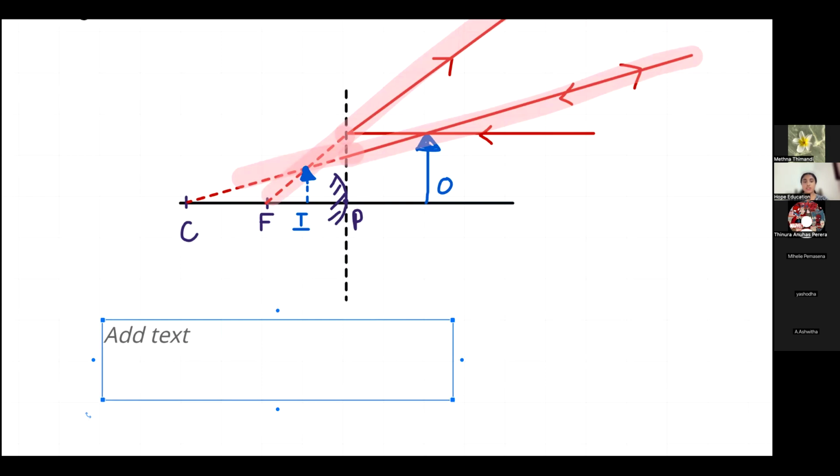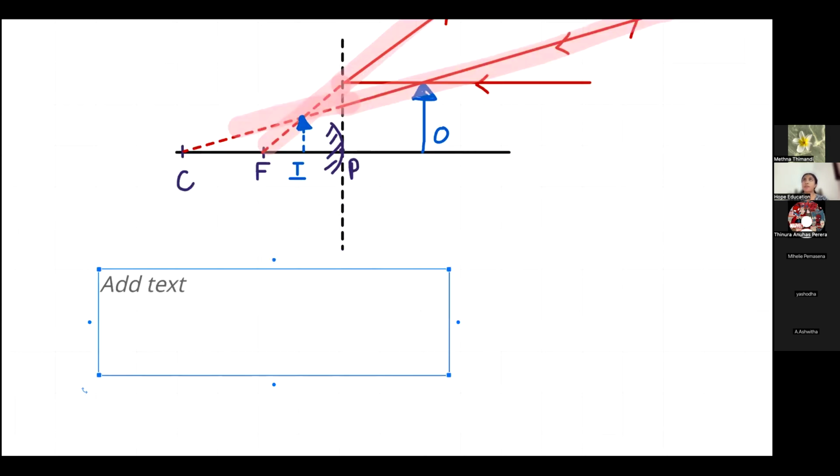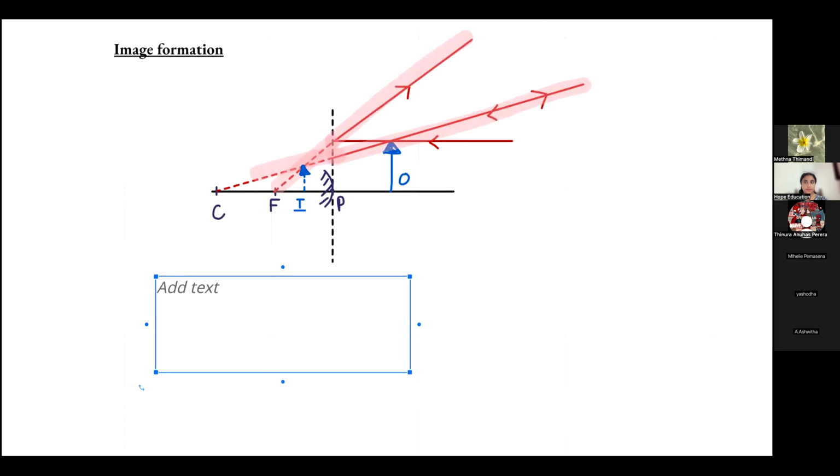Properties of the image. Virtual, as you all said. What else? Diminished, smaller than the object. What else? Upright, very good. It's not inverted, not upside down. It's the same way as the object. So we say upright and it's smaller than the object, in other words, diminished.